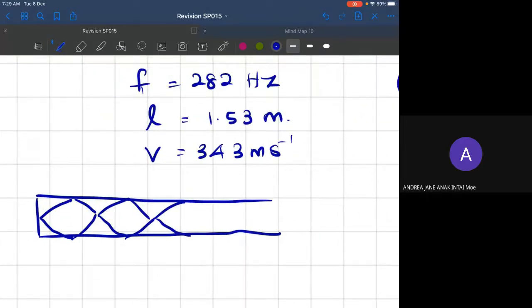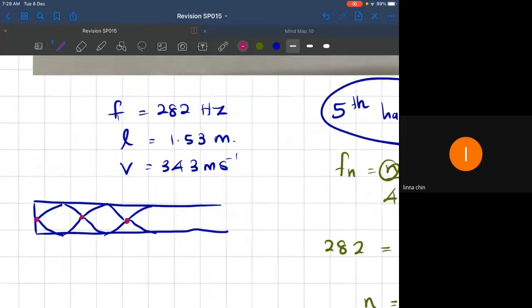Anyone can answer. Siapa nak jawab? Anyone? Tak ada. We have 1. Ya betul, 3. So we have 1, we have 2, we have 3. This question was very hard, but if you know how to do it, it's very simple, right? So N sama dengan 3, so note sama dengan 3. So this is your answer.